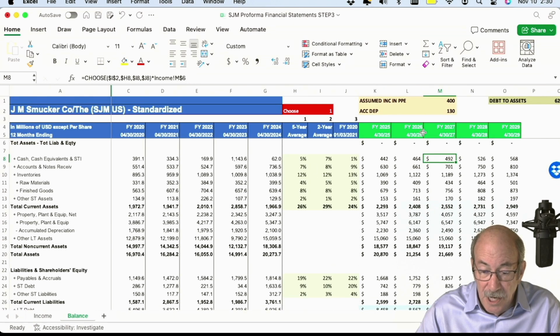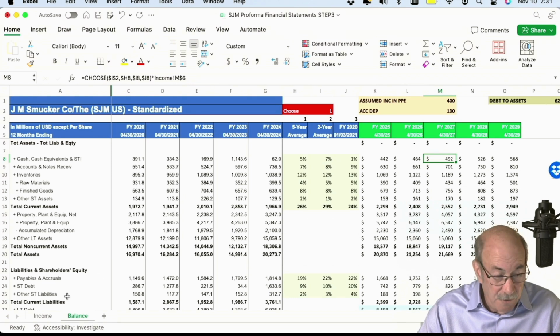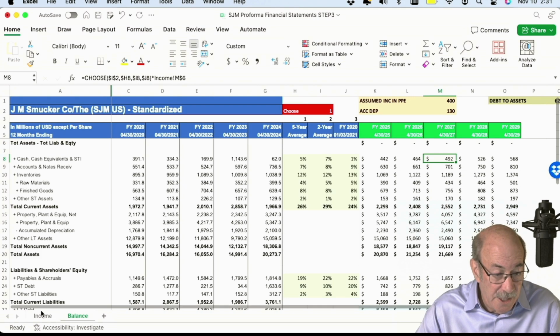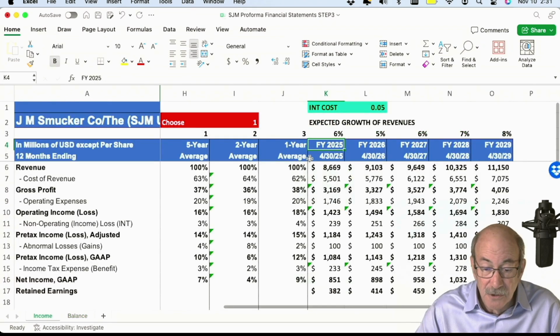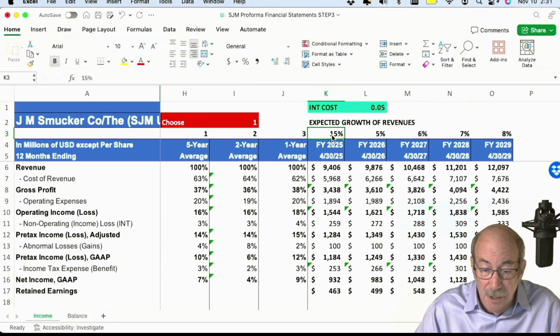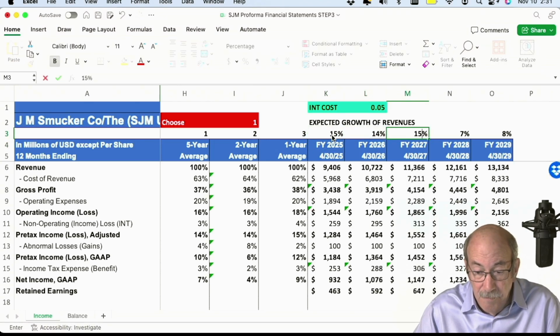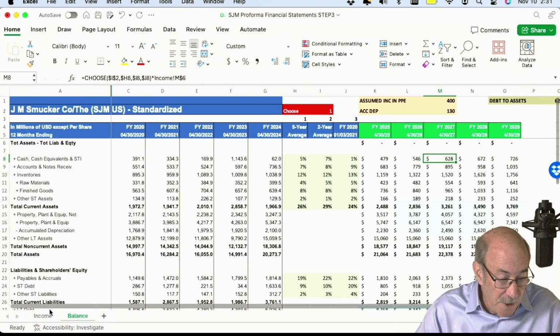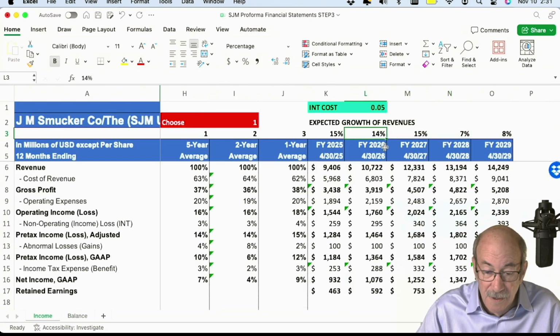So I don't do anything related to revenue growth on the balance sheet, only on the income statement. But notice, I've got $492 million in cash there in fiscal year 2027. If I change this growth rate up and play around with it, then of course that number changes as well. Jumps up to 628. So yeah, I try to build flexibility into this.